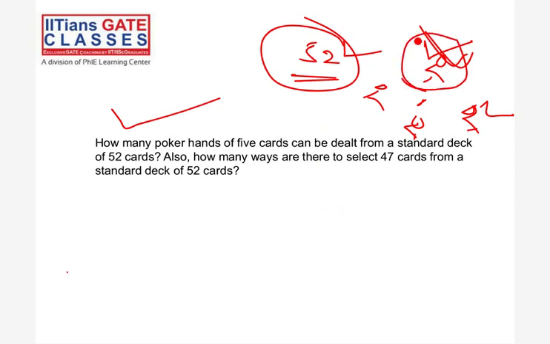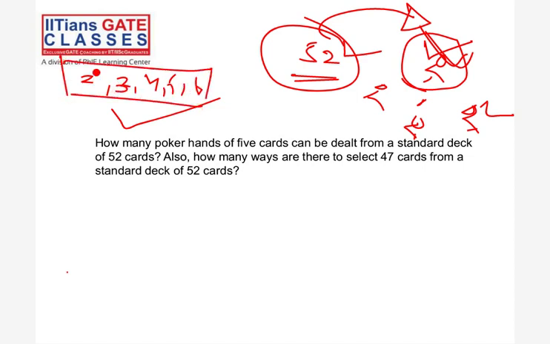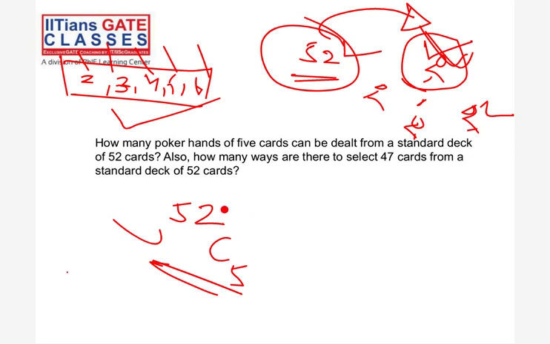Remember that when you are giving five cards to him, order does not matter. If he gets a two, a three, a four, a five, a six, and let's assume all the cards are of the same suit, then in whichever order you give them, it doesn't matter to him. So how many ways are there to select five cards out of 52 cards? That is this. This is the number of ways to select five cards out of 52 cards.